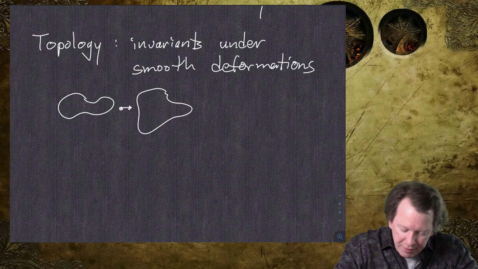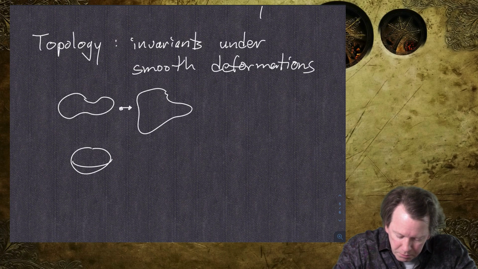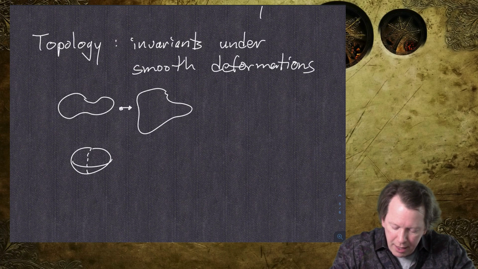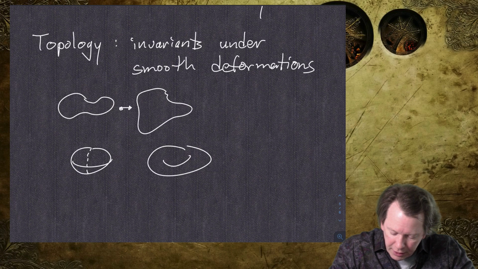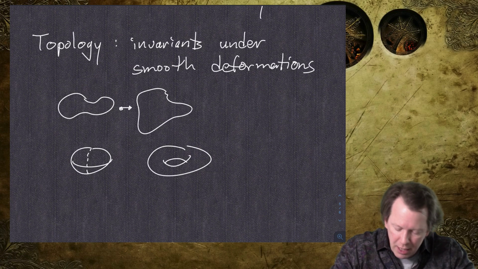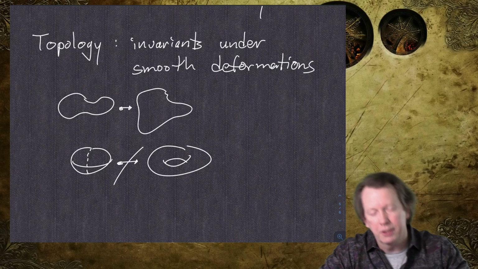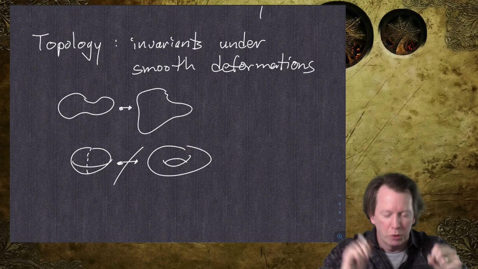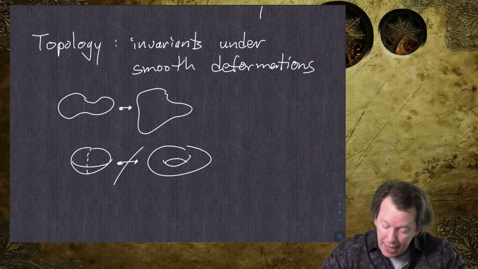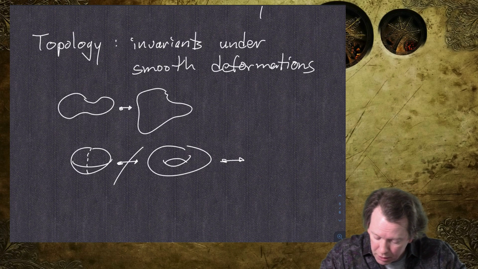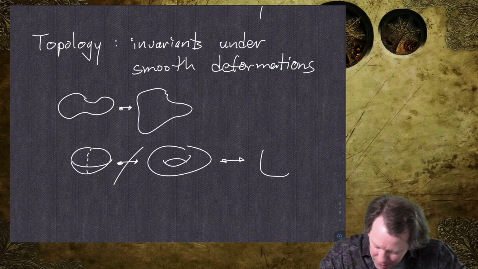If I have a sphere versus a torus, like a tube that I glue the different ends together, these are not topologically the same. I cannot deform a sphere into a torus. I can deform a torus into a coffee mug. I can't draw the coffee mug very well here, but a coffee mug has a little handle like this.